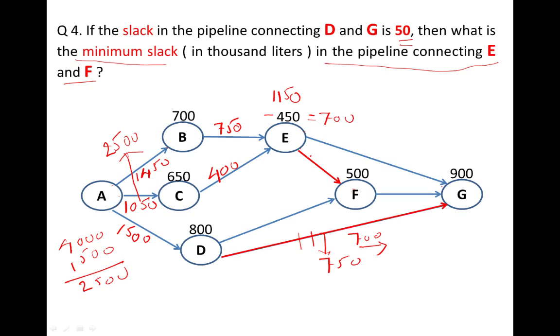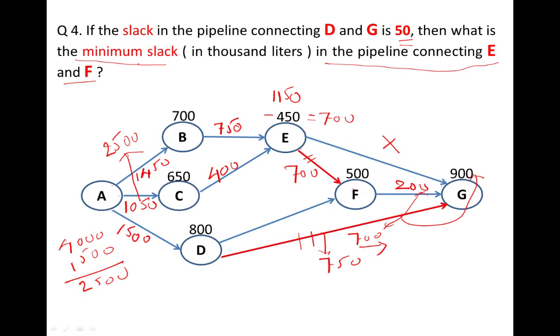I will take this 700 from this route, that is E to F, not E to G. So when 700 is flown from here, F will hold 500. The remaining 200 will be passed on to G. So I can see G receives from two depots, from F 200 and from D 700, these two. So the total becomes 900. So in this process, I maximize the flow from E to F, which is 700.